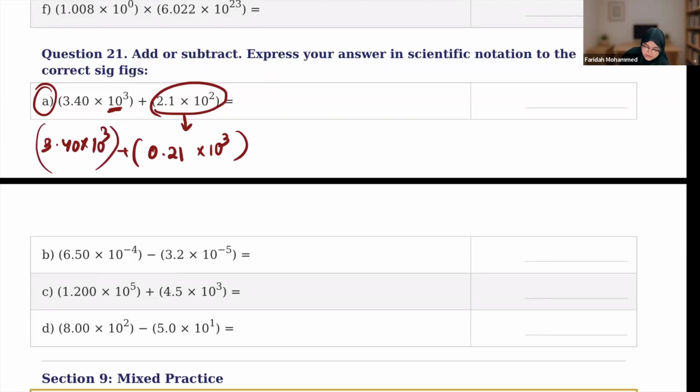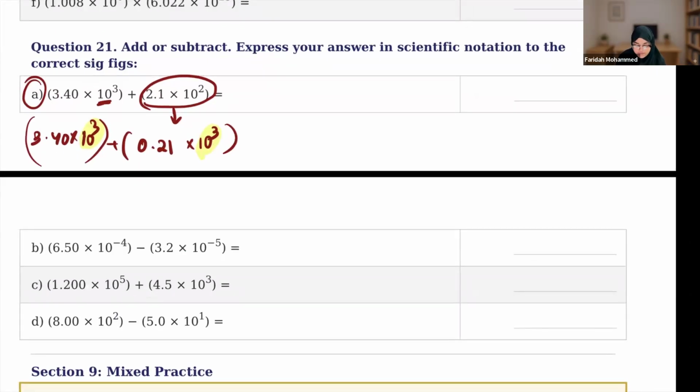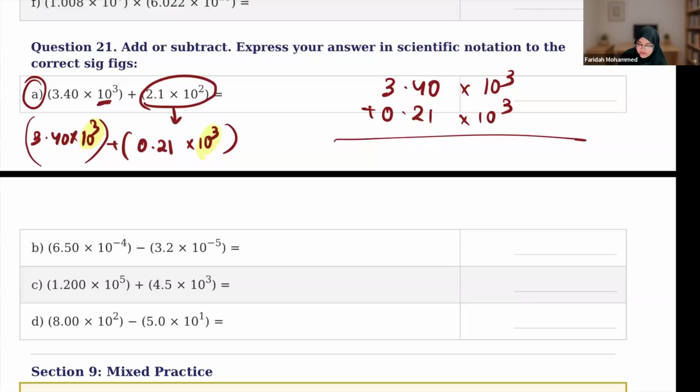Now that you have the same exponent, also, your teacher might want to see work. You cannot just use a calculator, no work, no points. So that's why you have to learn it the right way. Now, once you have the same exponent, you can do a normal addition like 3.40 plus 0.21, and then 10 to the power of 3 is going to stay the same.